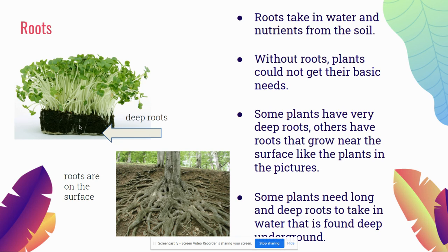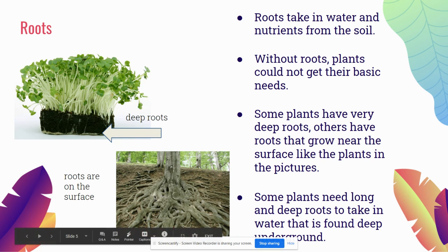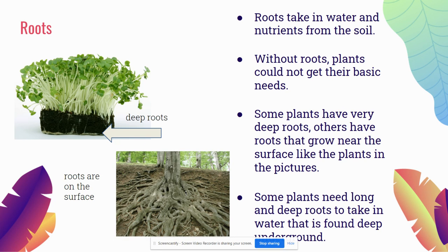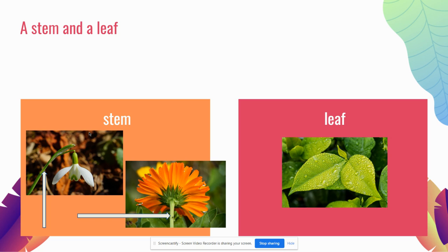Some plants have very deep roots and others have roots that grow near the surface, like the plants in the pictures. Here you have a picture where the roots are on the surface. You can step on them. Now, some plants need long and deep roots to take in water that is found deep underground. Here you have a picture of some deep roots. And remember, some plants need long and deep roots to take in water that is found very, very deep underground in the soil, in order to keep healthy.